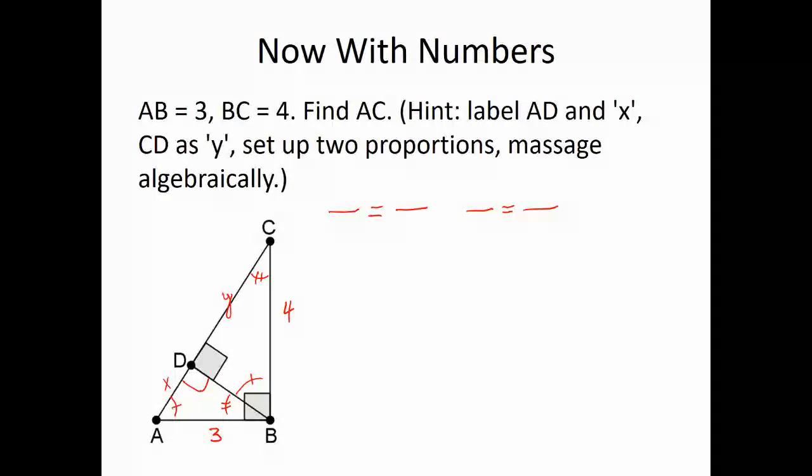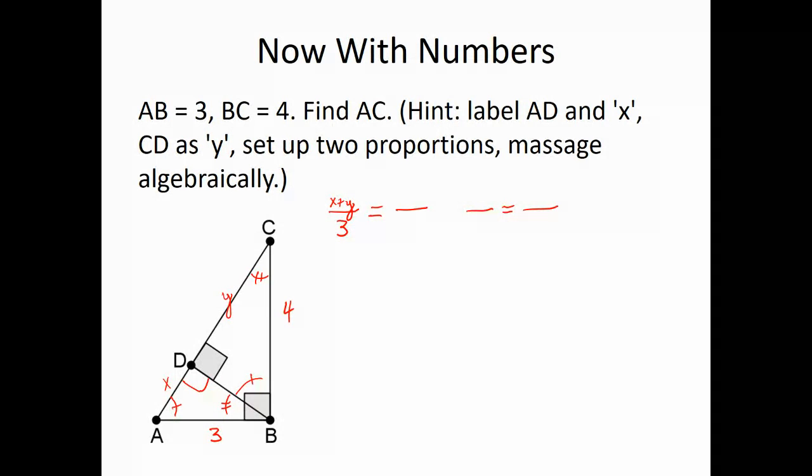Okay, so let me choose a side first of all from triangle ABC. Let me choose the side that is x plus y. Of course, that's simply AC, but here I'll call it x plus y. And notice that in triangle ABC, that's the side opposite the right angle. Now, let me go to triangle ADB. So for the bottom of this ratio, I must choose the side opposite the right angle in triangle ADB, which is 3.